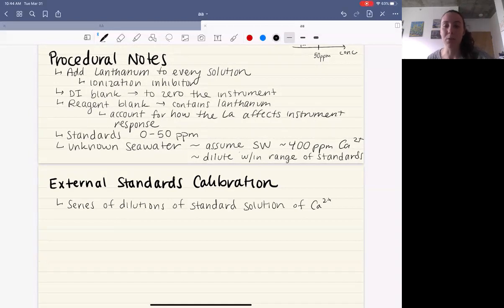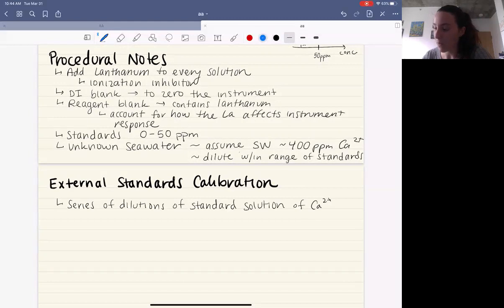So if you start with possibly a solid form of calcium and you make a solution, and then you can dilute it to, like we said before, within 0 and 50 ppm, and make a calibration curve with those.